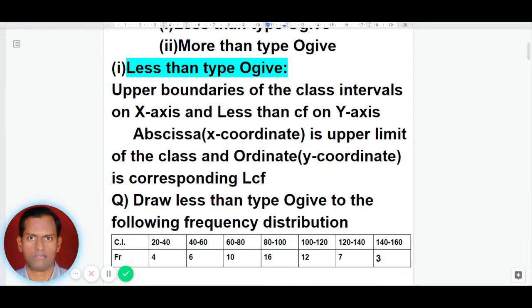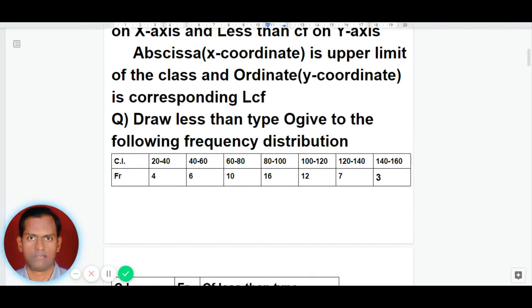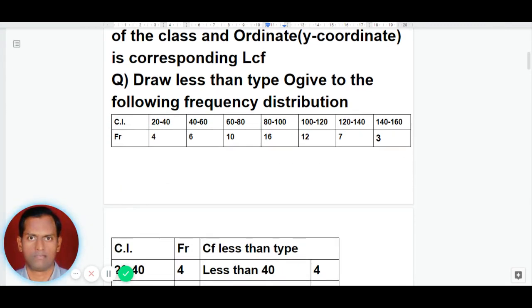What is less than type Ogive? Upper boundaries of the class intervals on x-axis and less than cumulative frequency on y-axis. That means abscissa, that is x coordinate, is the upper limit of the class and ordinate, y coordinate, is the corresponding less than cumulative frequency. Let us solve a question. We can understand it easily.